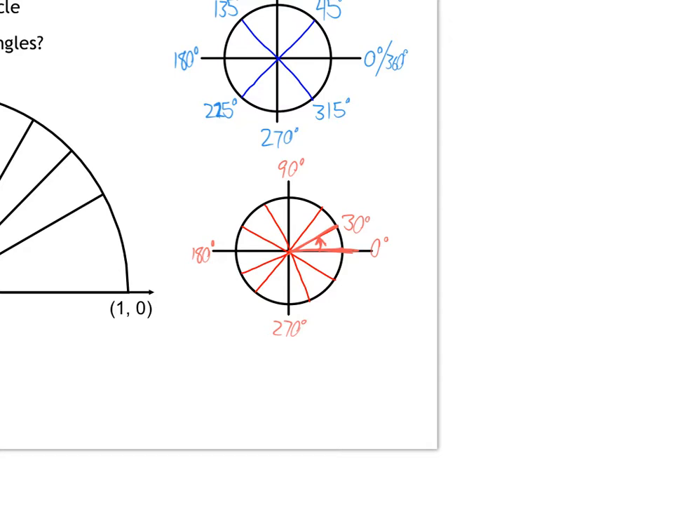Now, let's go around here. The next one is going to be how many degrees? 60. Then we have 90, then 120. Good. Then 150. Good. Then 180, then 210, 240. Good. 270, then 300, and 330, and that's 360 again. Okay?